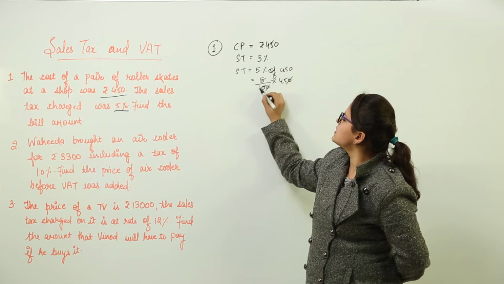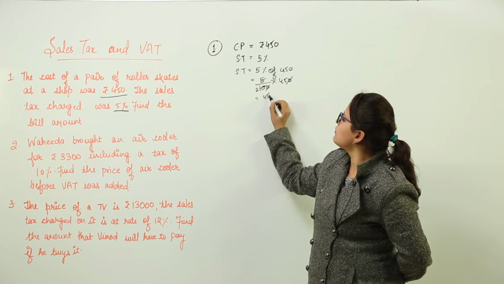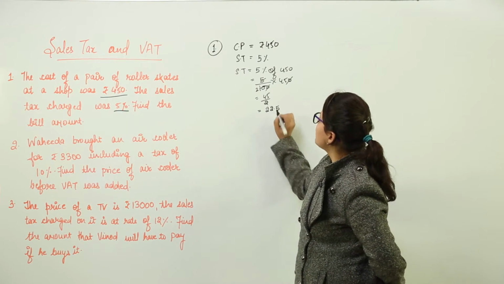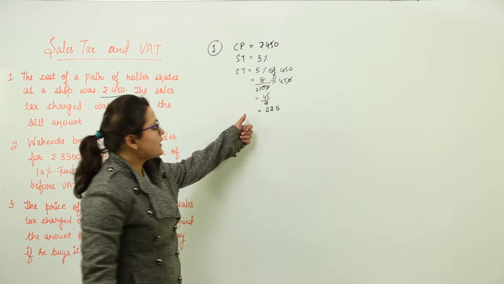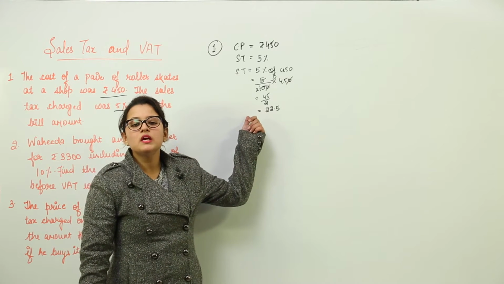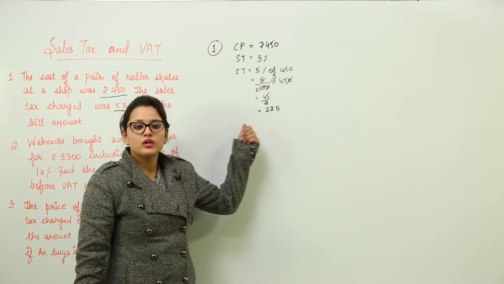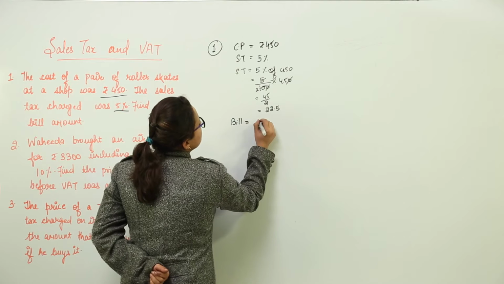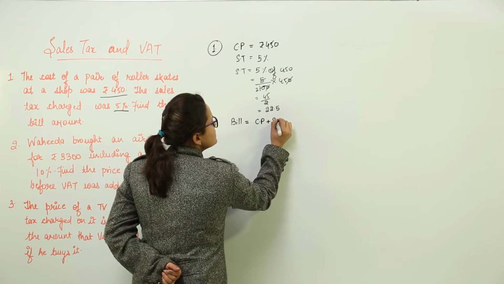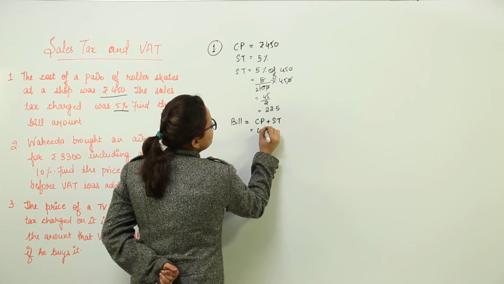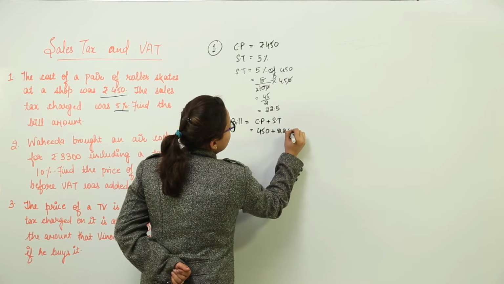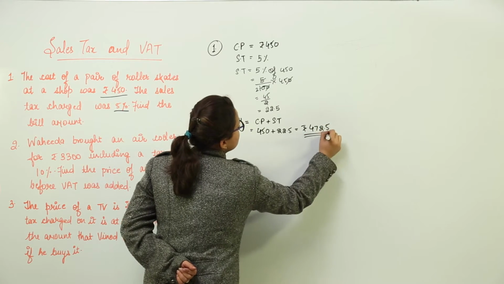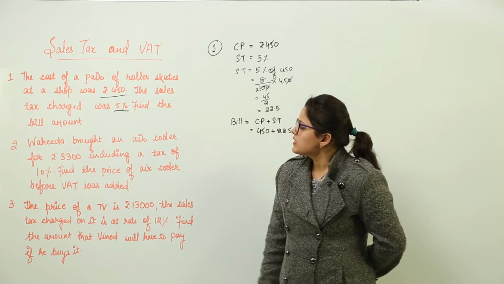Here the zeros get cancelled. We get 45 upon 2, that is equal to 22.5. Now the sales tax that has been applied over here would be rupees 22.5. The bill amount would be equal to the cost price plus the sales tax, that is 450 plus 22.5, equal to 472.5 rupees. Understood? Now the next question.